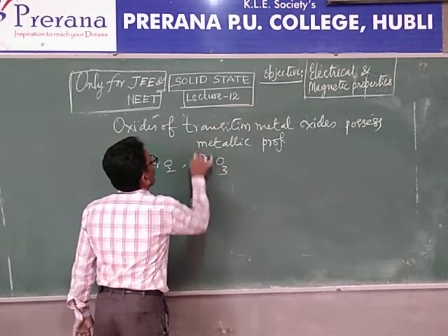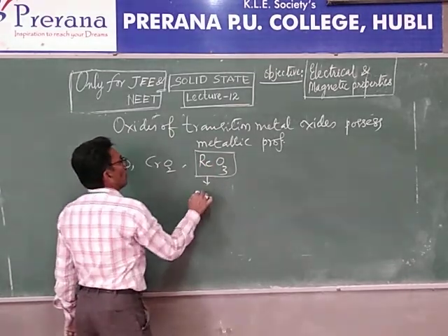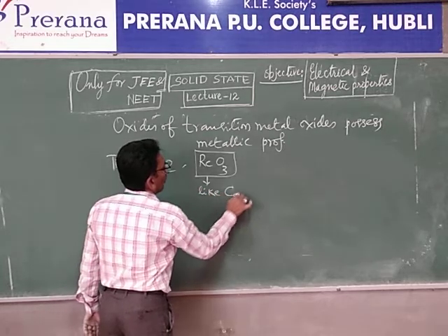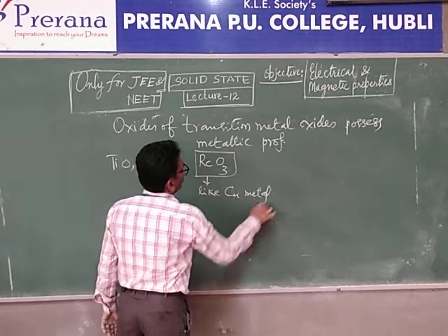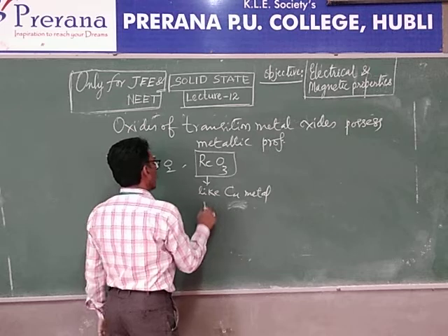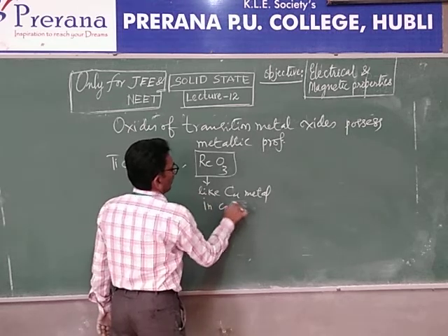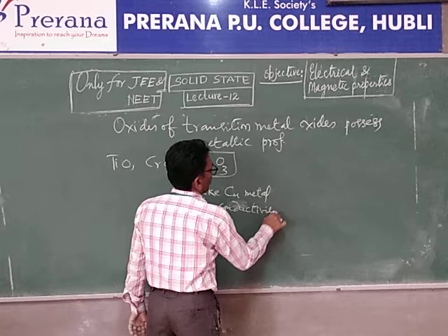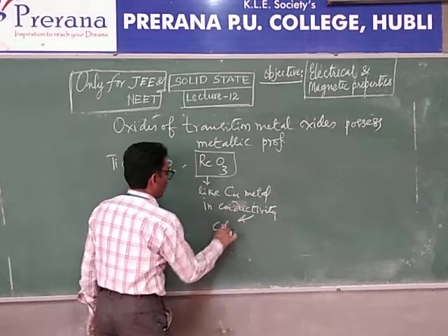This rhenium trioxide behaves like a metal, like copper metal, in conductivity and color.